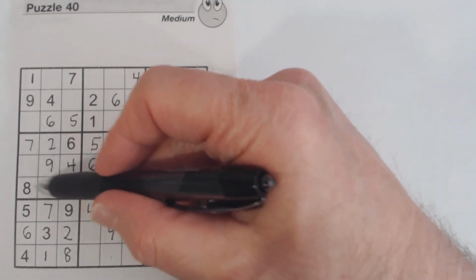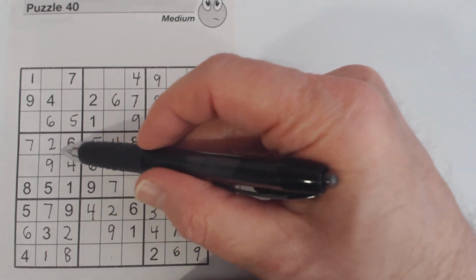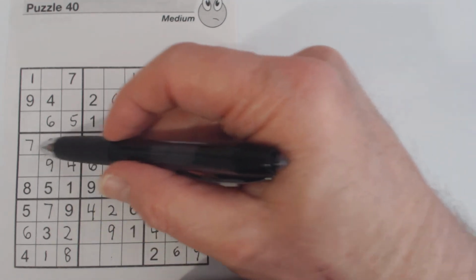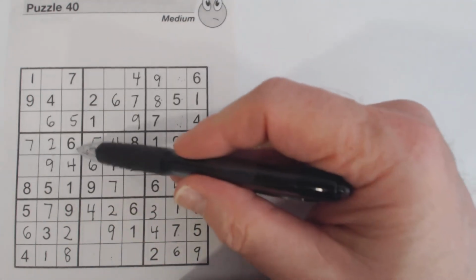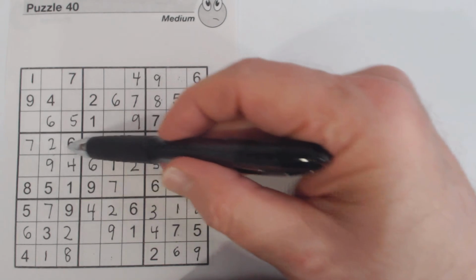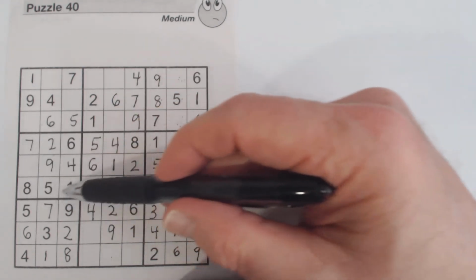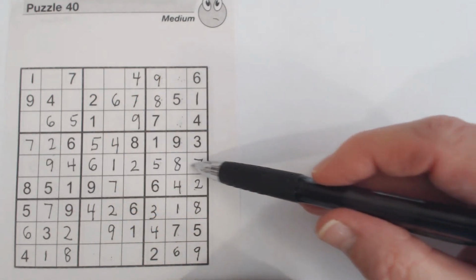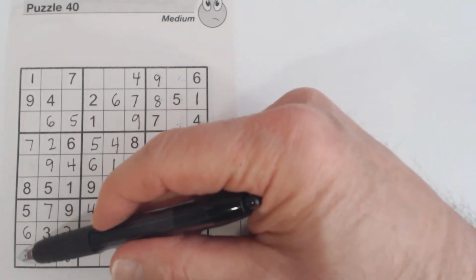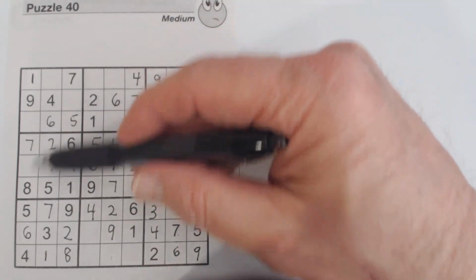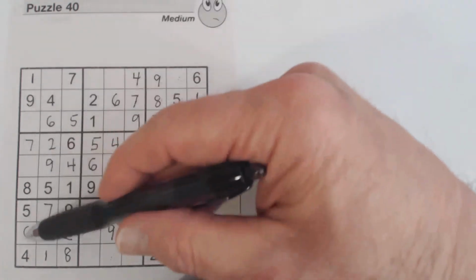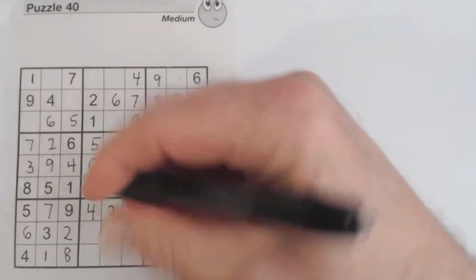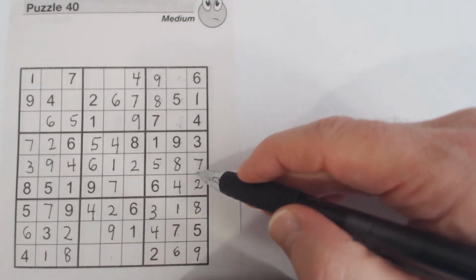Alright, we've only got one number left in this box. 1, 2, 3, 4, 5, 6, 7, 8, 9. So that's a 3. But let me point out one more thing. We're only missing one number in this box. We're also only missing one number in this row, and in this column we're missing 2 numbers. You see the relationship between this row, this column, and this box. I'll put this 3 in, and that will complete this box and this row.